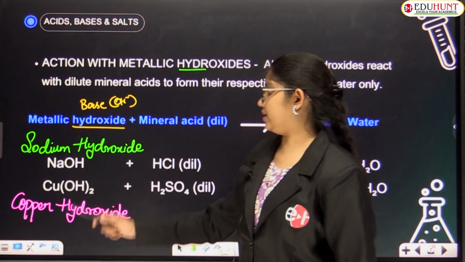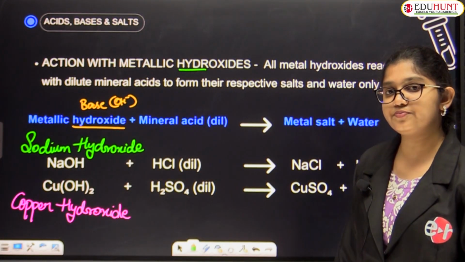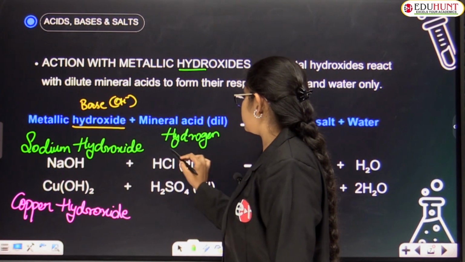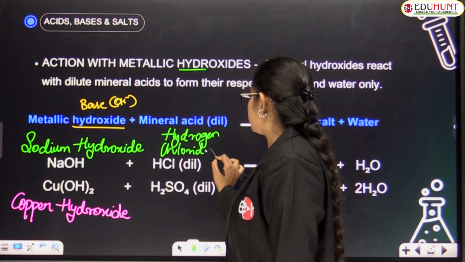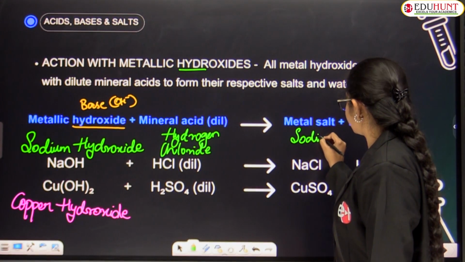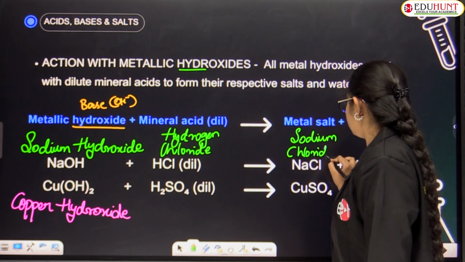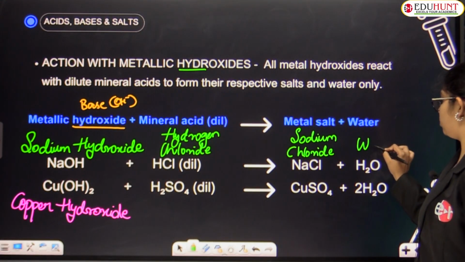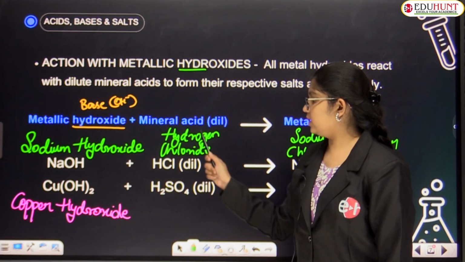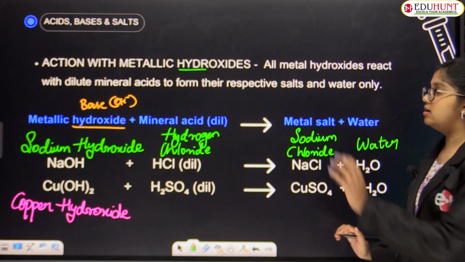Fine. So, what's the name of the particular NaOH written over there? Sodium hydroxide. Now, it's your turn. HCl, what is HCl? Very good. Hydrogen chloride. Now, what is NaCl? Very good. Metal salt. Which metal is that? Sodium metal. So, sodium. Cl means chloride. Now, what is H2O? Yeah, easy. Water. So, sodium hydroxide reacting with dilute hydrogen chloride giving rise to sodium chloride and water. That is the reaction going on in the metal hydroxide.